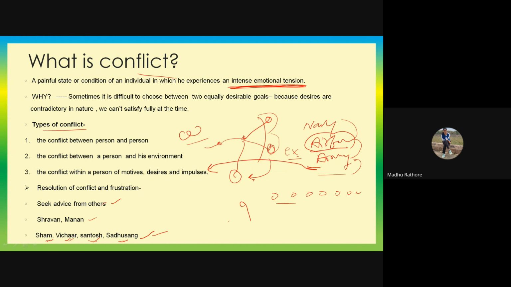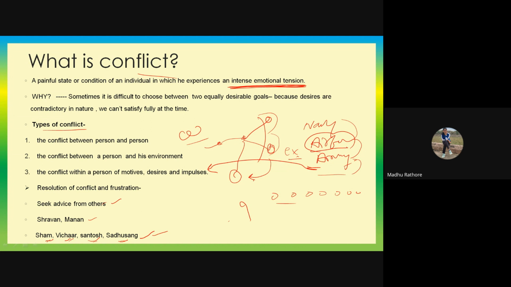Anything in front of us, any goal. First of all, hear what it is. Manan: what I am doing, I am preparing for the UGC NET exam. So keep trying to do manan on them. Is that right or not? How I am preparing, what I am studying, how I am studying.